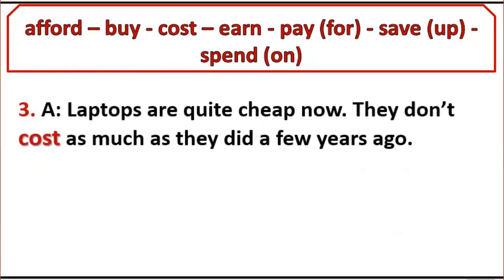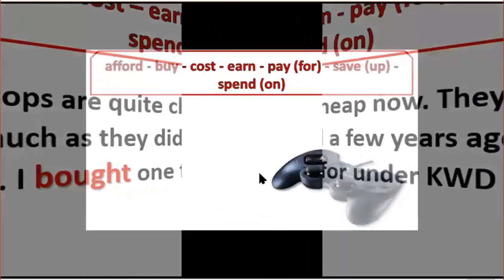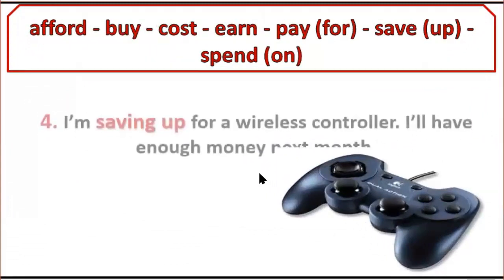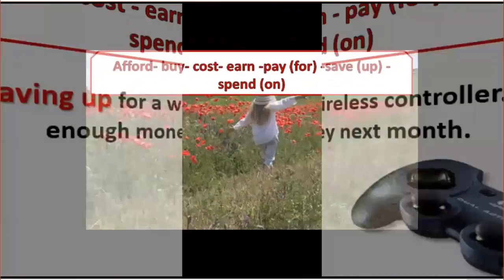A. Laptops are quite cheap now. They don't cost as much as they did a few years ago. Letter B says, I know. I bought one for under 270 KDs last week. I bought one. Number 4, I'm saving up for a wireless controller. I'll have enough money next month. Then I'm saving up. Save up.